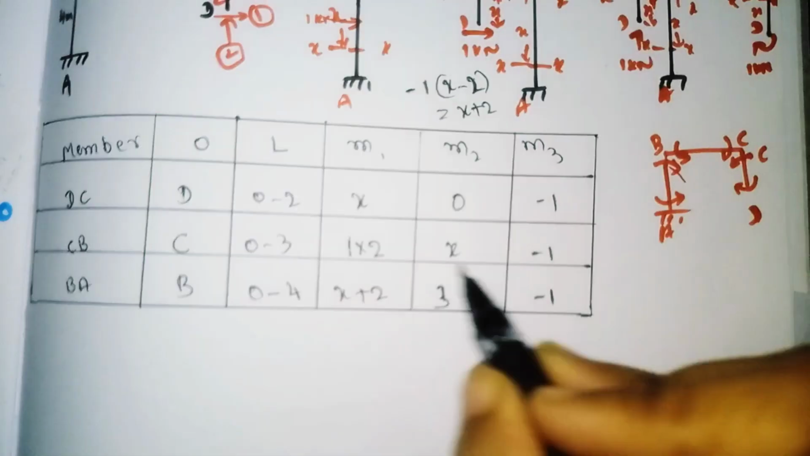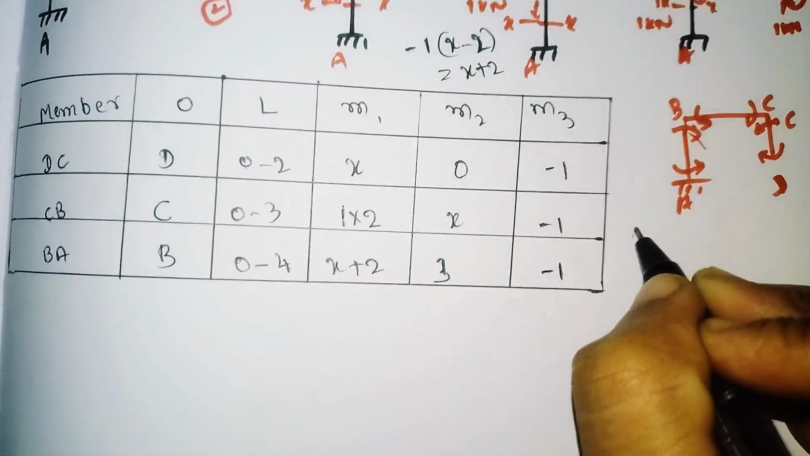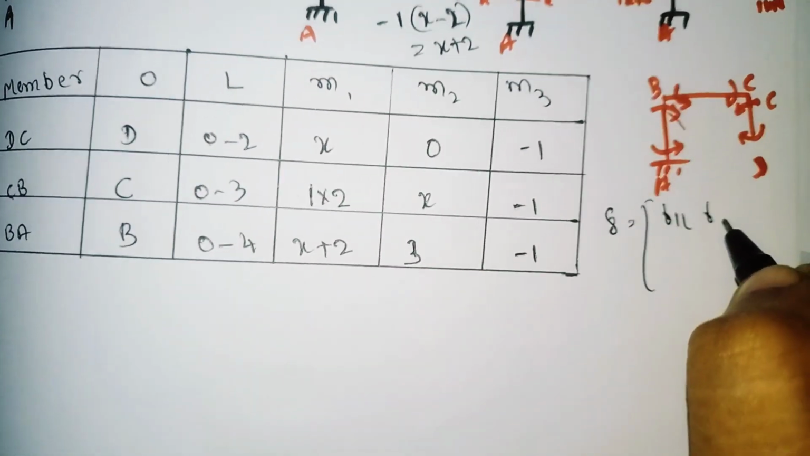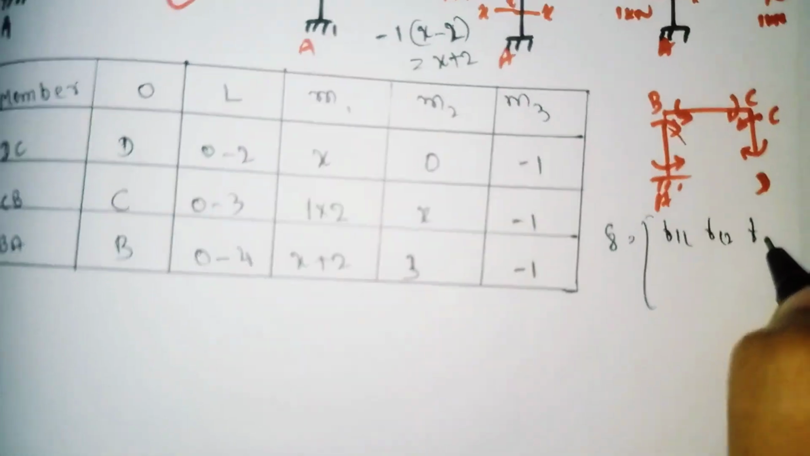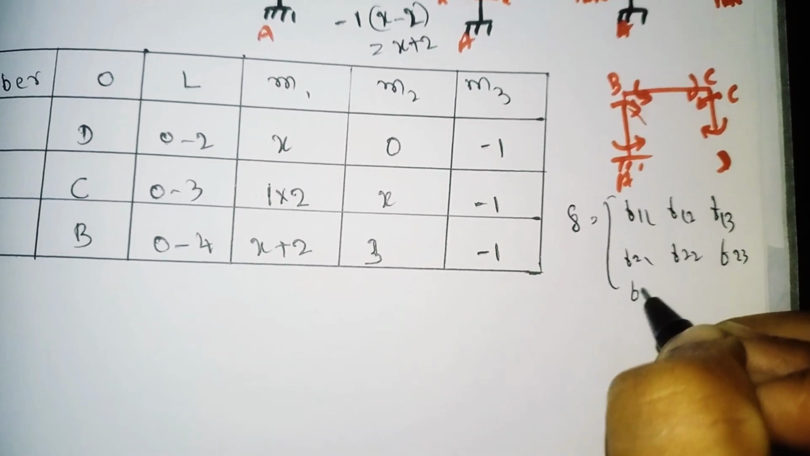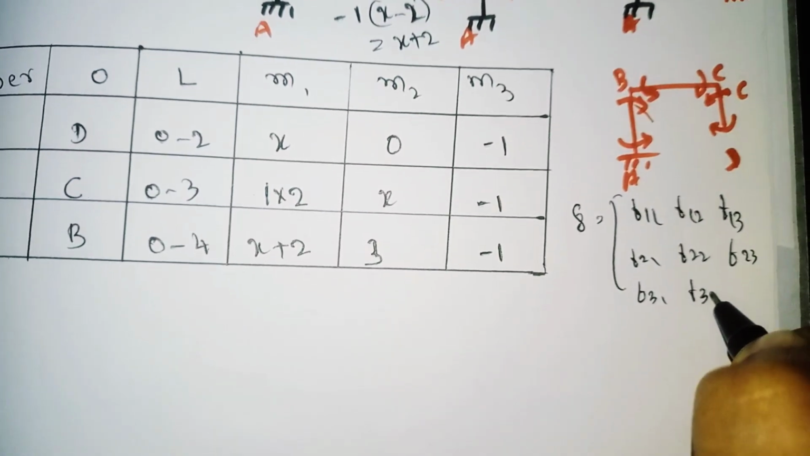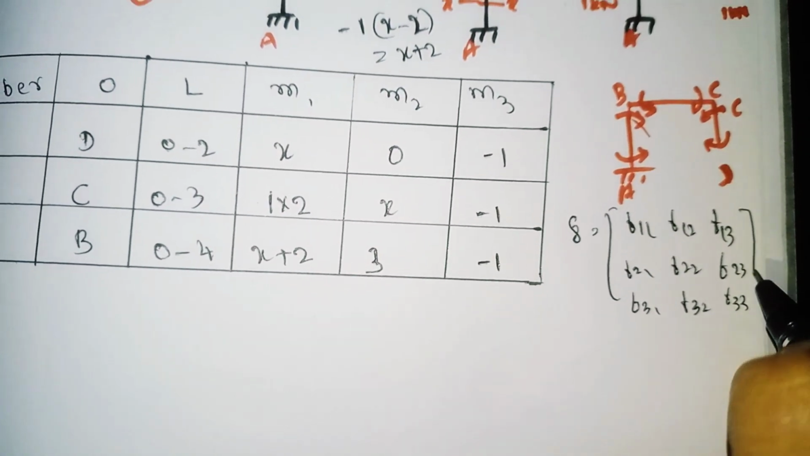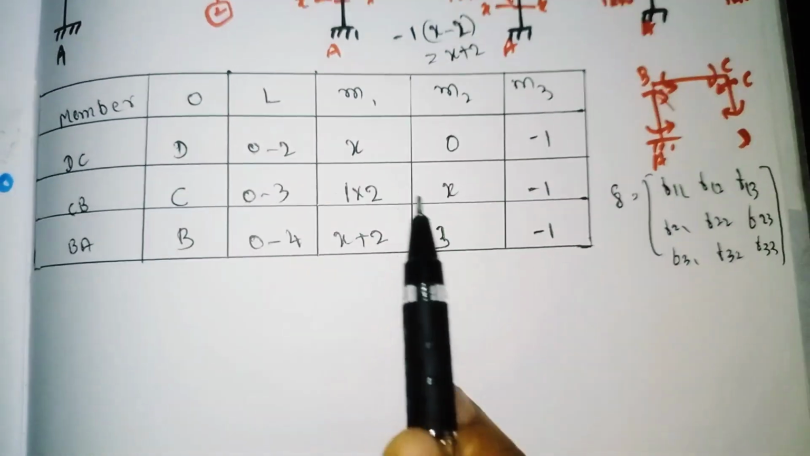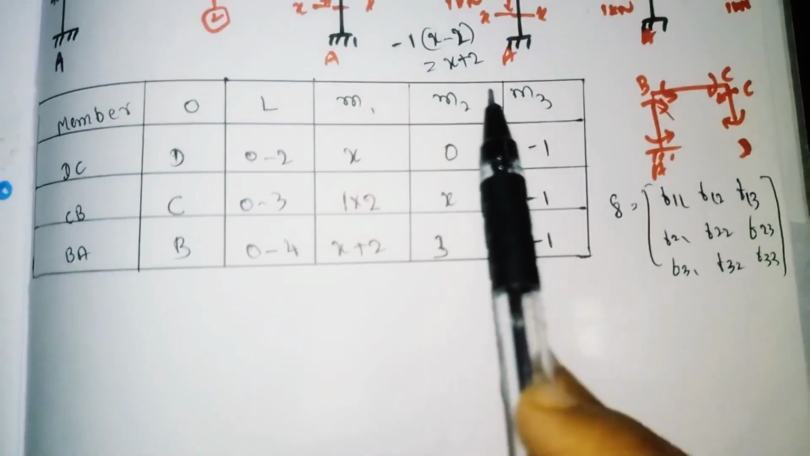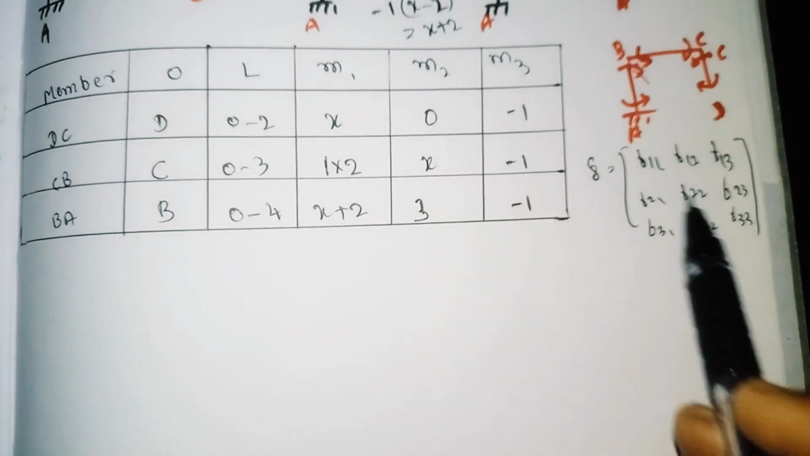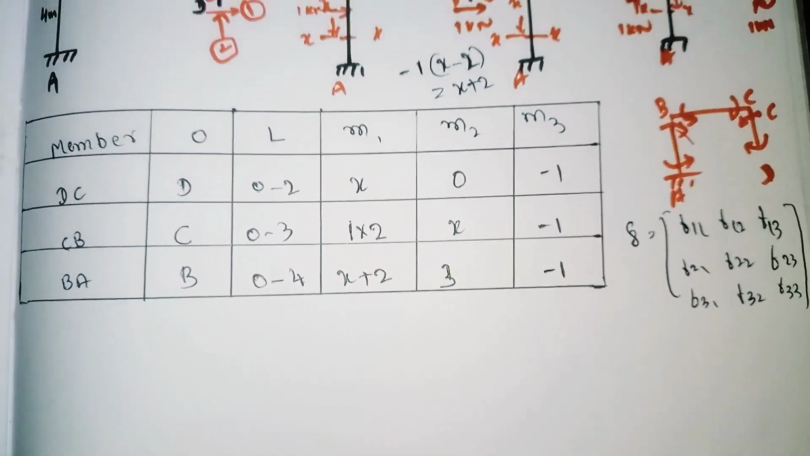So now it becomes a 3 into 3 matrix. For that we need to calculate F11, F12, F13, F21, F22, F23, F31, F32, F33. We need to calculate all these values. So now we'll see one by one how to calculate this. So we have the M1, M2, M3. Now for that the 3 into 3 matrix will come like this. So now we'll solve all the values.